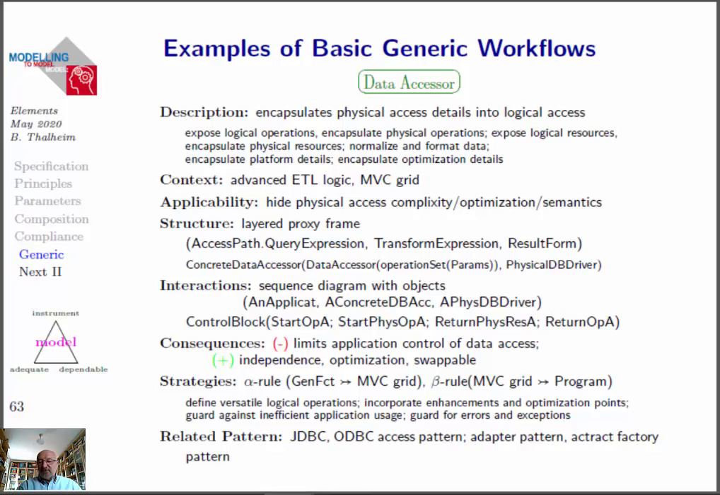And then you have our alpha and beta rules. The alpha and beta rules say, okay, fine, you have the generic function, you get the model view controller grid, and from the model view controller grid you can directly derive the program. That is a general pattern for how we are now using our access to databases. It is nothing else than a generic function that we can use for accessing our data.